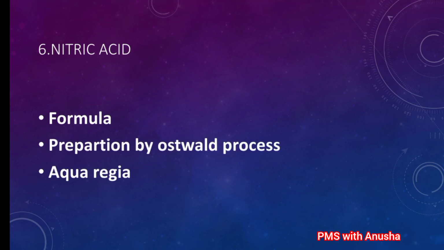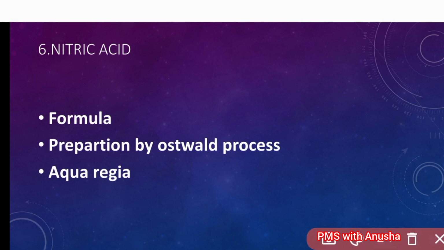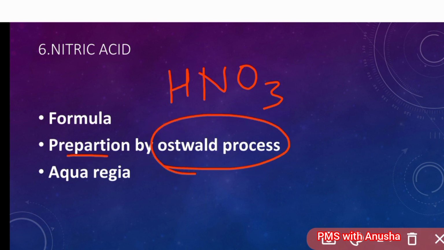Next, the sixth unit is nitric acid. In the nitric acid unit you have to study the formula, that is HNO3, and preparation or manufacture of nitric acid by Ostwald process. This one is a very important question for 5 marks. After this you have to study aqua regia, definition and its uses.